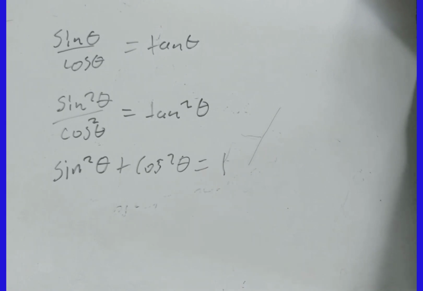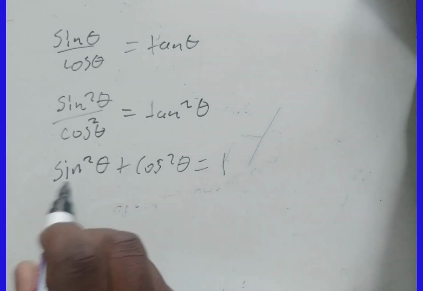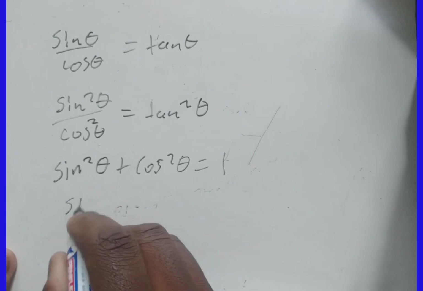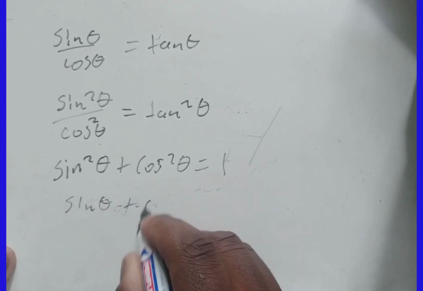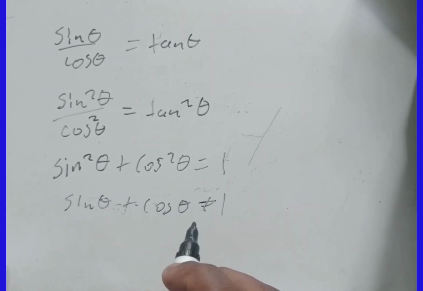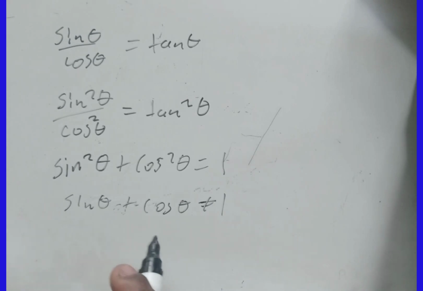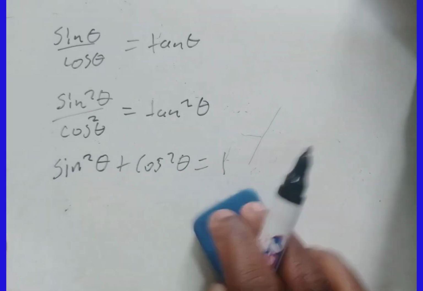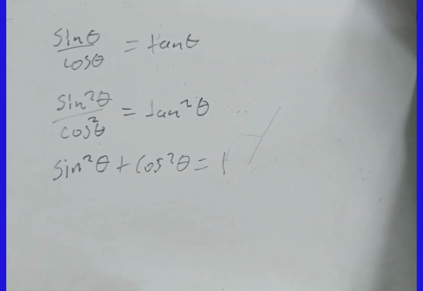Before I add 2 more, just remember sine squared plus cos squared is 1, but sine theta plus cos theta is not equal to 1, right? Don't make it equal to 1. Only sine squared plus cos squared is equal to 1, but sine theta plus cos theta is not equal to 1. It's not an identity. There are cases where it's equal to 1, but it's not an identity, so please don't confuse them. Sine squared plus cos squared is 1, but sine plus cos is not 1. It's not an identity.